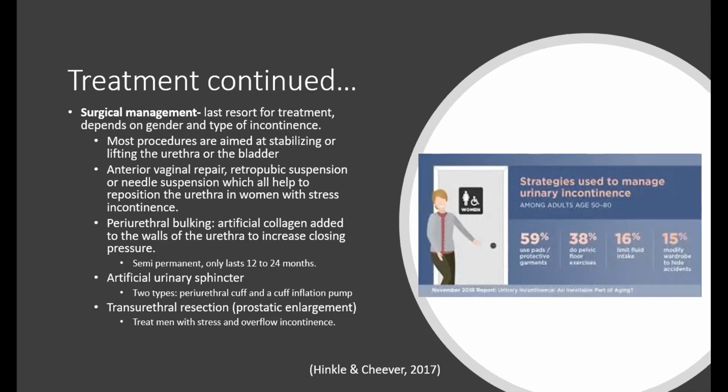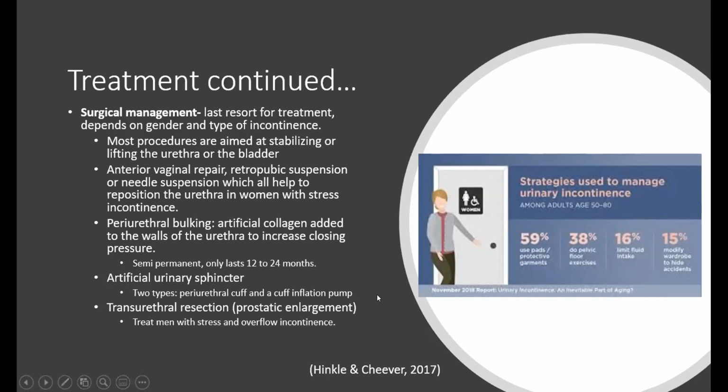Periurethral bulking is artificial collagen added to the walls of the urethra to increase closing pressure. That's semi-permanent. It only lasts about 12 to 24 months. But when I was reading up on it, it said that it's not like any of the other surgeries, because it's less invasive. Well, it also is invasive, but they don't have any restrictions after it. They can just go about their day. But again, it only lasts 24 months. But they don't have the side effects of regular surgery.